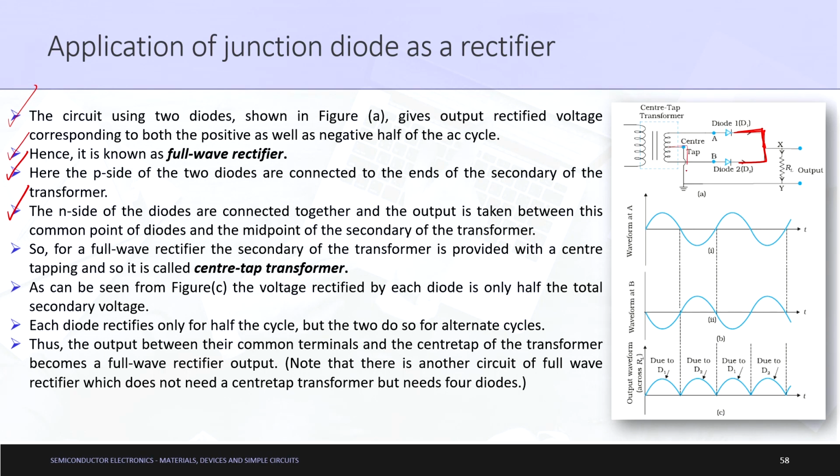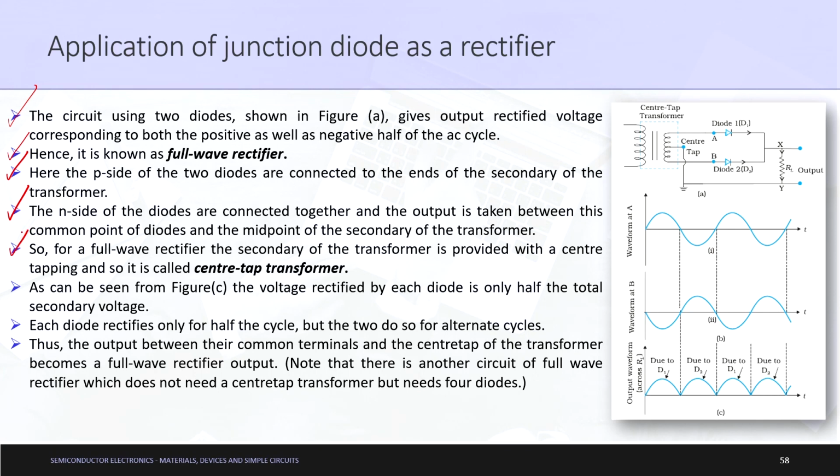So, where do we take the output? This is one of the outputs taken here, and this is the other output taken here. So, these are the locations at which the output is being taken. Fine, so this is also explained.